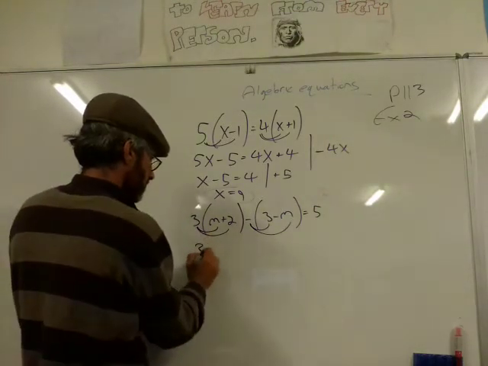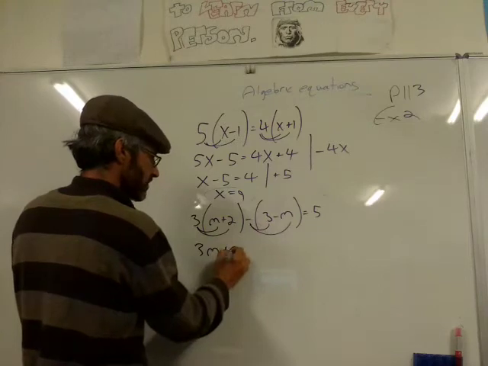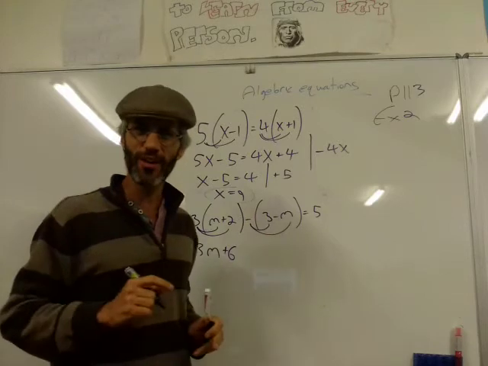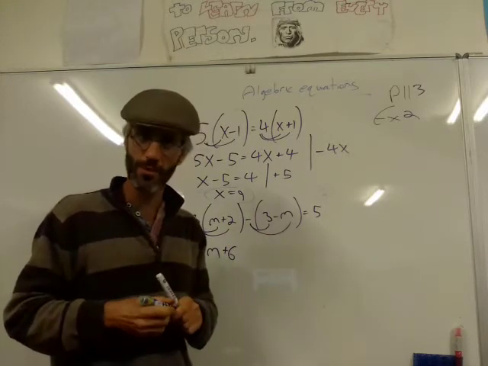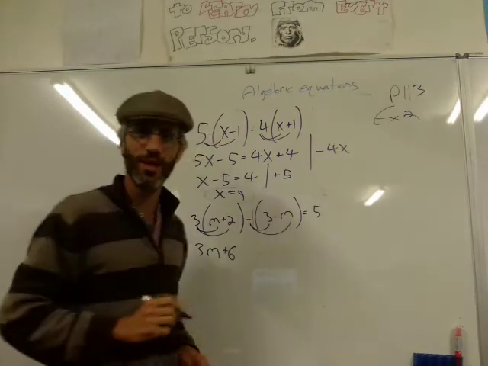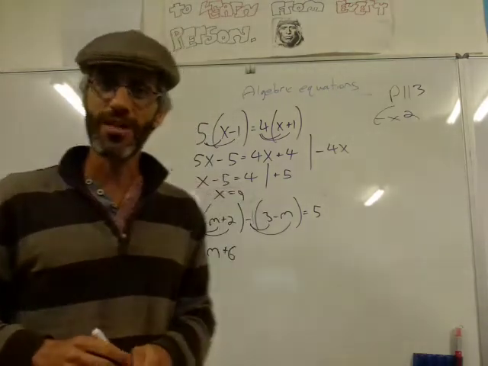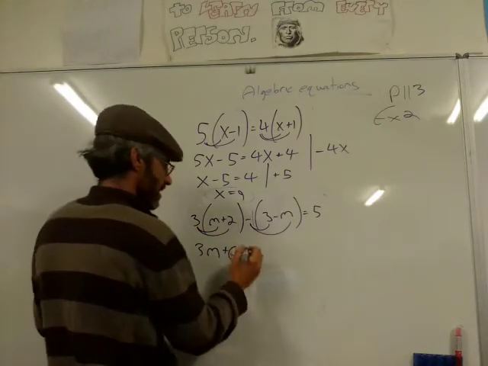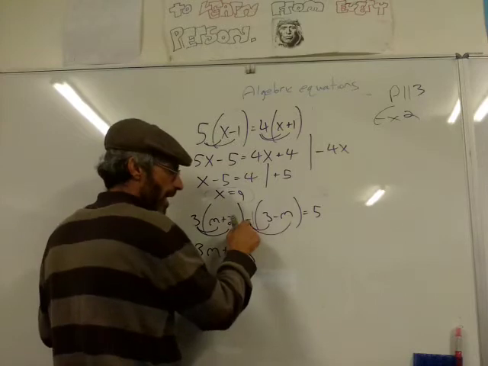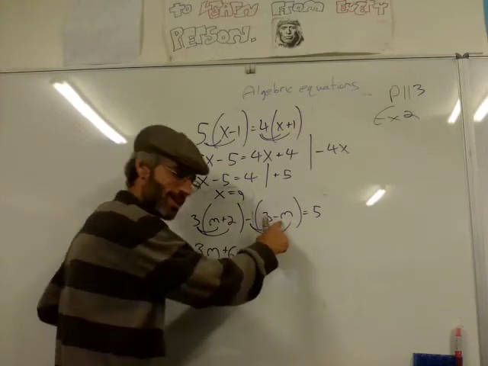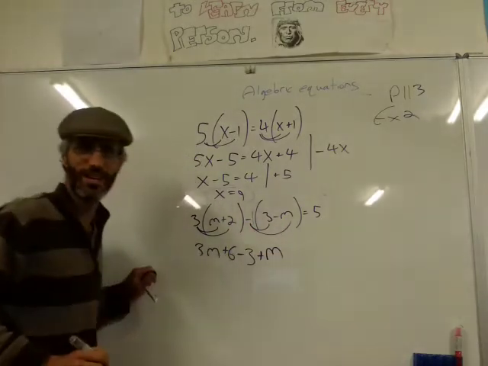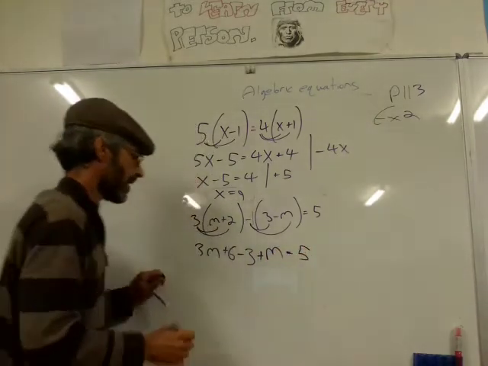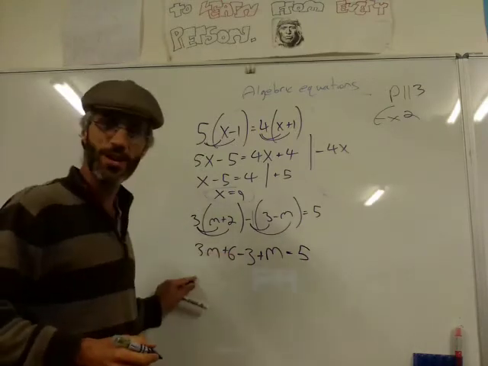So 3 times m is 3m, 3 times 2 is plus 6. Now I've got to think about it. I don't have a number before the brackets. What happens if I don't have a number before the brackets? Remember, that skinny one that we can't see, except there is a minus, so it's minus 1. So minus 1 times 3 is minus 3, and minus 1 times minus m is plus m. This is probably a common mistake that people can make. Equals 5. And that's actually really easy because all the m's are already on the same side.